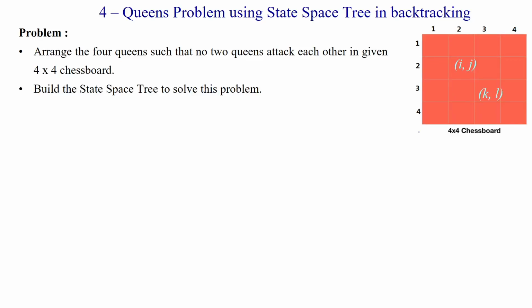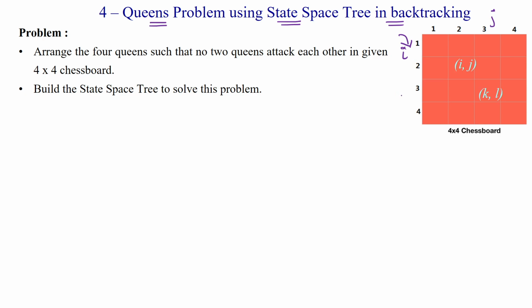Hi, here we are going to discuss the four queens problem by using the state space tree with the backtracking method. The problem is given with a 4 cross 4 chessboard. The rows are indicated with index value i, and the columns are indicated with index value j.